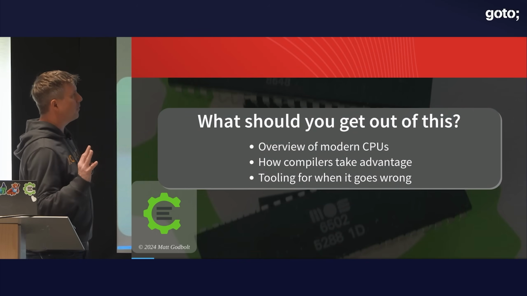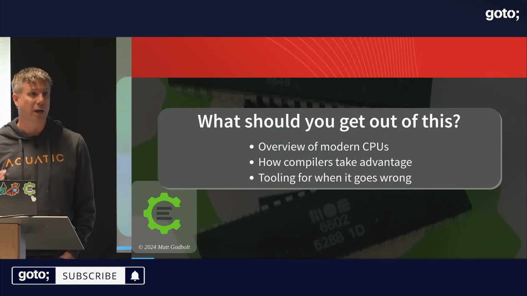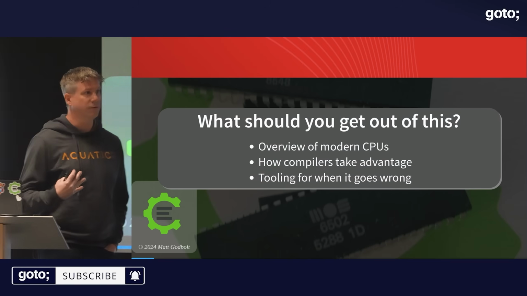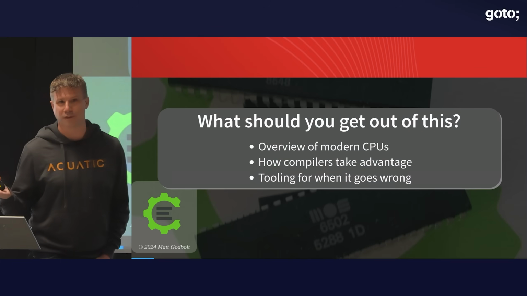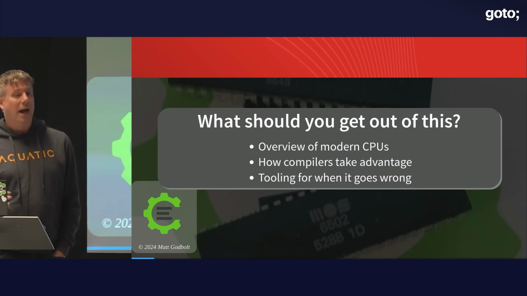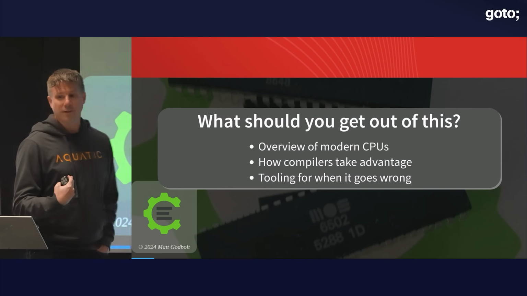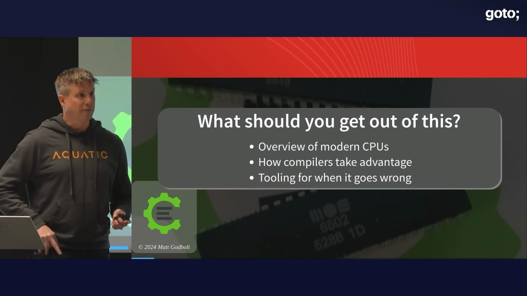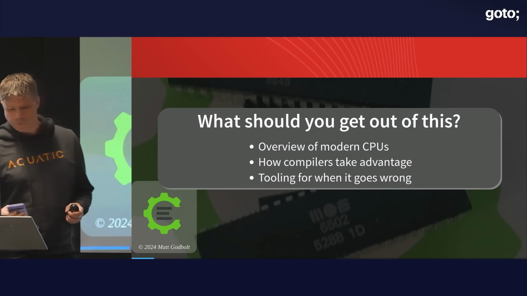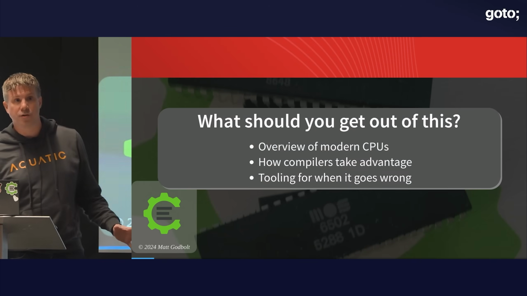What I'd like you to get out of this is, first and foremost, an overview of what a modern CPU can do and is doing for you under the hood. And by modern CPU, I mean anything that's been made in the last 15 years, both x86 and ARM and RISC-V even. But my experience is mostly in x86, so a lot of this will have a sort of flavor of x86 about it.